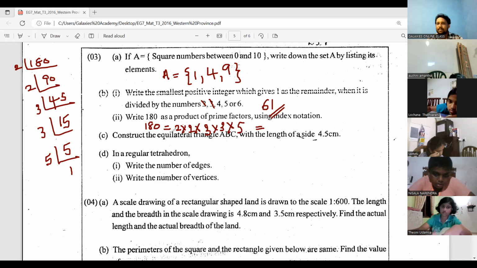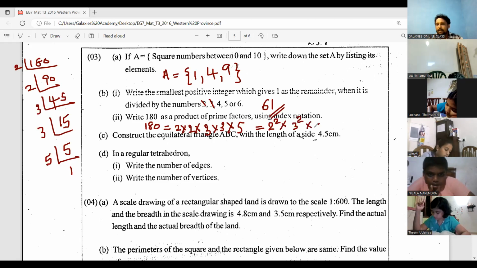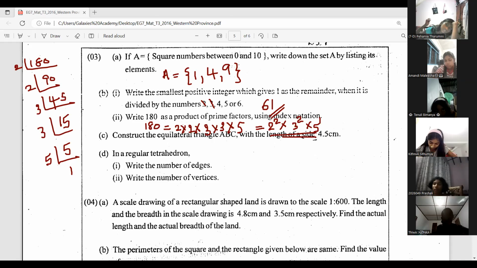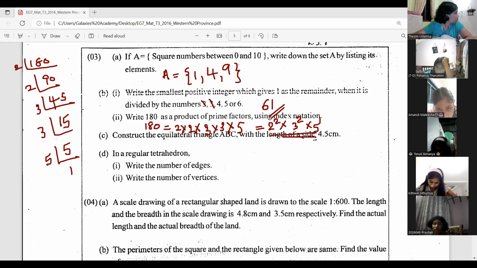Then you have to write the index notation. 2 to the power 2, 3 to the power 2, and 5, or 5 to the power 1. If you want, you can write 5. It is no problem. Or 5 to the power 1. It is the writing method of the product of prime factors in index notation.